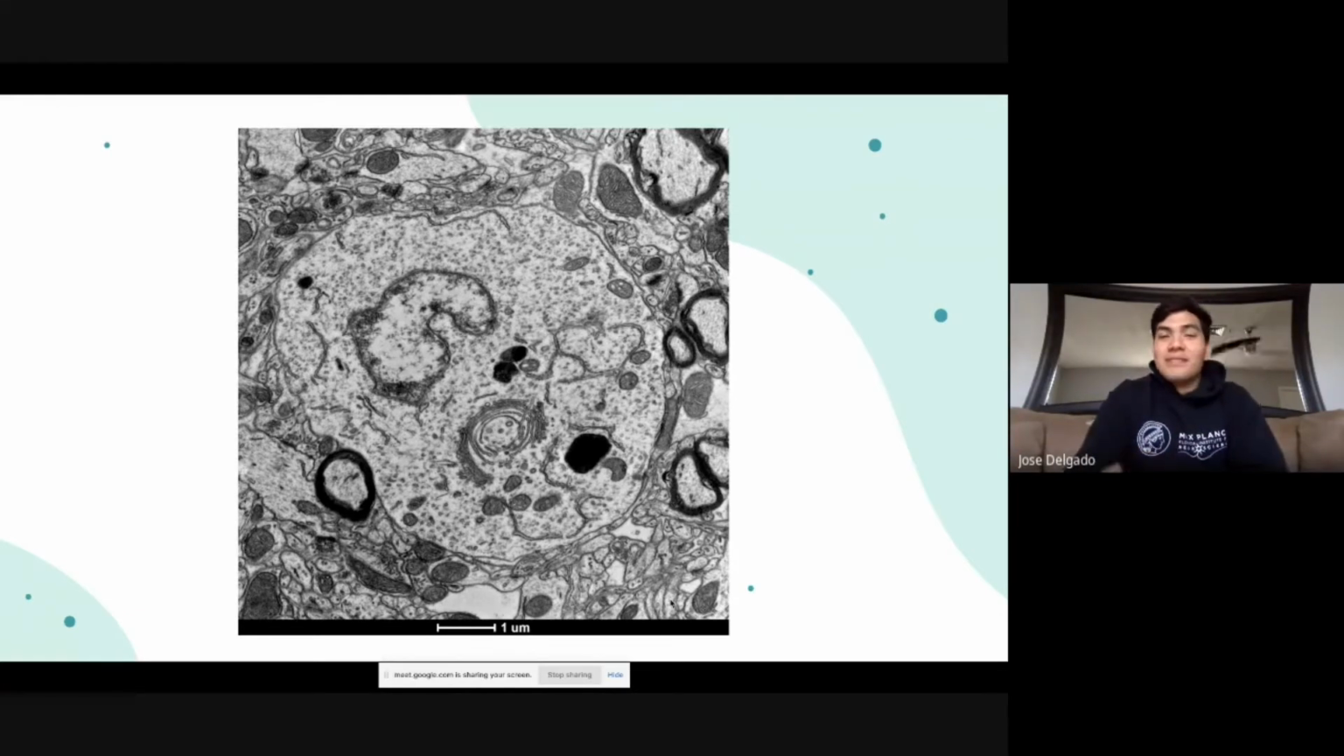So right here we have a cell, and I actually took this picture. And this is a picture that you might see in a textbook or on a professional website, but with Max Planck's resources, I was able to take this picture. And I can say that it's my picture. I just found that really cool.